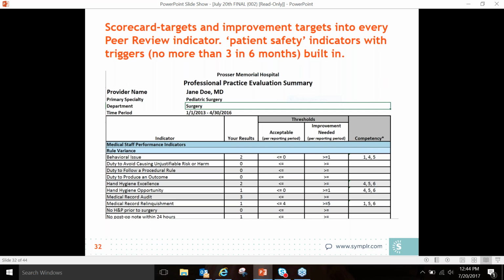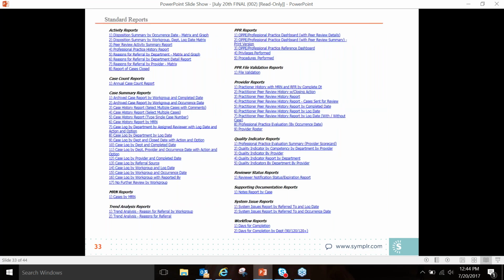So we can do your patient safety indicators with triggers and show that here as part of your evaluation process. So if you're still doing those scoring type of things, we can help you with that. We also have, as I said before, lots of standard reports that can be run with a click of a button. You'll see some case history reports here. Some popular ones are the indicator reports by provider, by department, the case history reviews for peer review, case log, and things like that. So a lot of these are really nice.